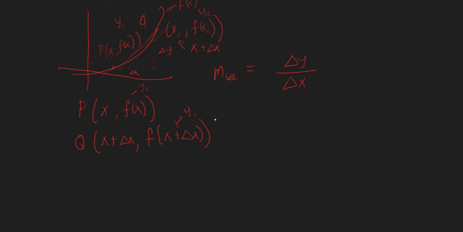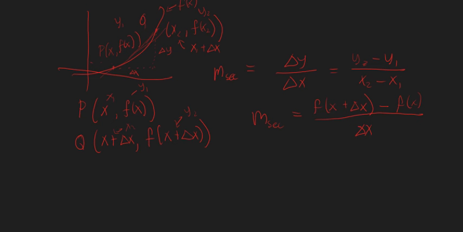Then this is equal to y2 minus y1 all over x2 minus x1. So the slope of the second line will now be equal to, what is our y2? It's f of x plus delta x, then minus y1, our y1 is f of x. Then we divide it by x2 minus x1. x2 minus x1 is just equal to delta x. This is our x2, and this is our x1.